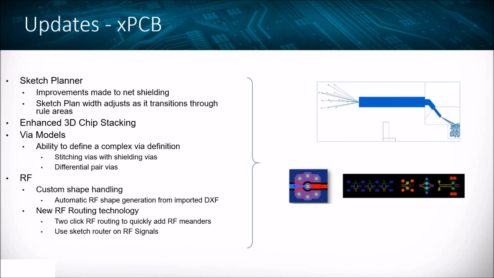And you can place that as one VIA. So that can be very powerful if you're doing a lot of differential pair routing that needs to be shielded. You can easily create complex VIA topologies and place those as one group.